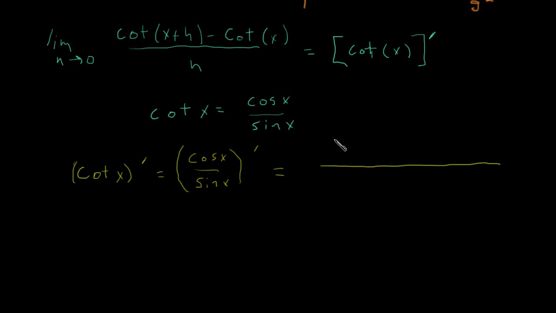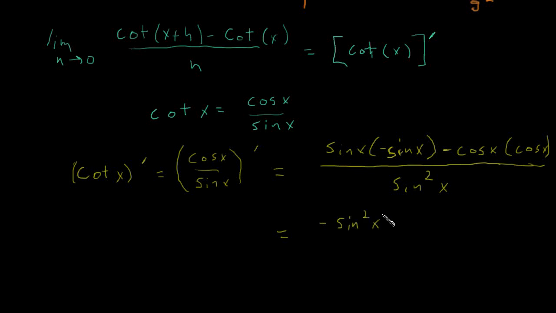That's the reason why we put the quotient rule as one of our essentials. So it's low, sine of x, times the derivative of the numerator, which is minus sine of x. Then subtract, or minus high, which is cosine of x, times the derivative of the denominator, which is cosine of x. And that's all over the denominator squared, so the sine squared of x. And what's that equal to? Well, that's minus sine squared x minus cosine squared x all over sine squared x.